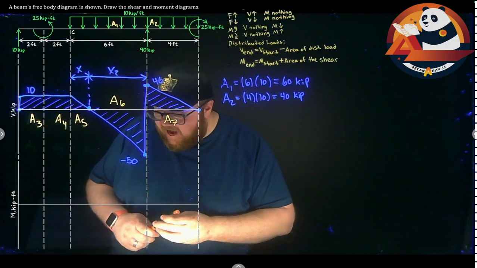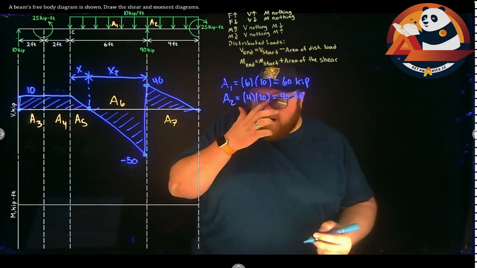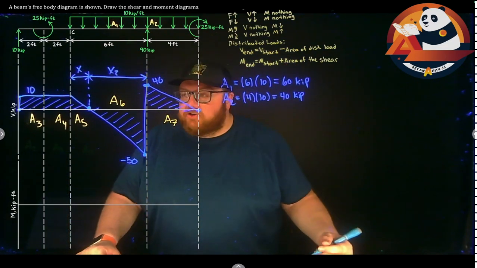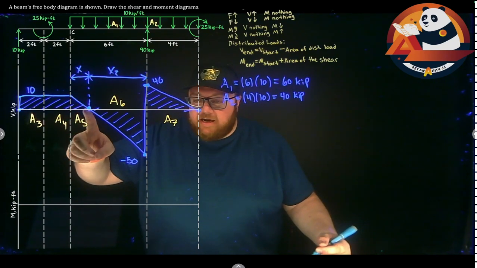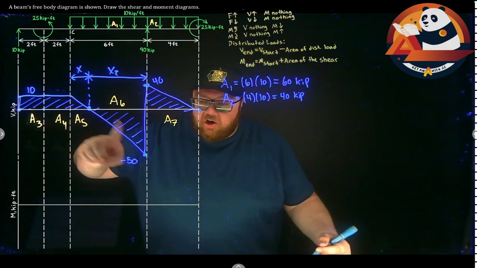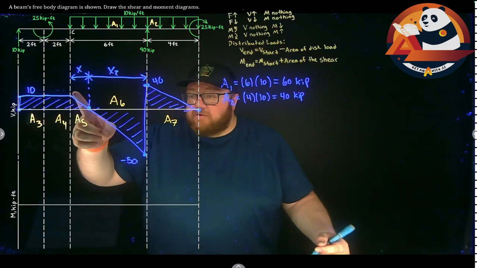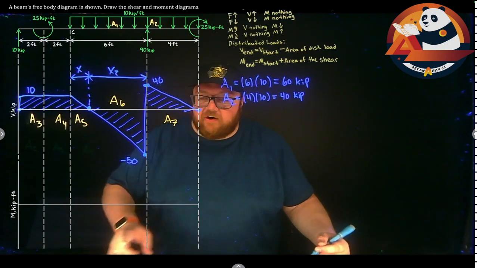To get areas 5 and 6, I need their base dimension in here. So let's use proportional triangles to figure that out. Proportional triangles tells me that my ratio of base to height in this triangle is the same as in this one because the slope's the same in here. And that'd be the same as one that goes from 10 all the way down to negative 50, and all the way over as well.